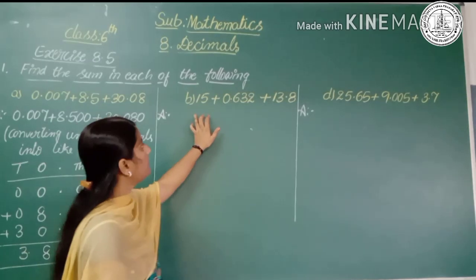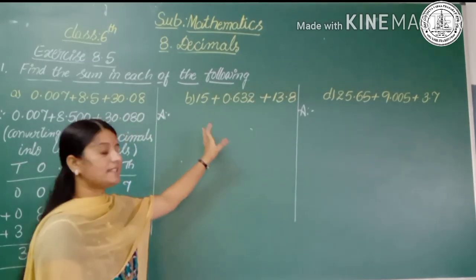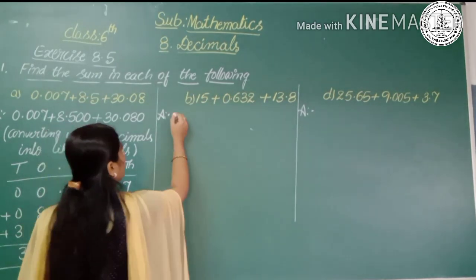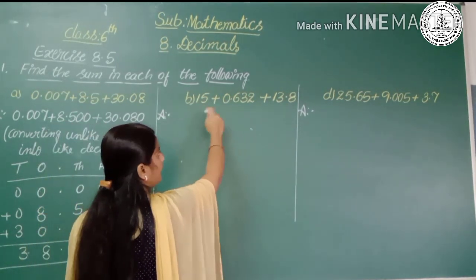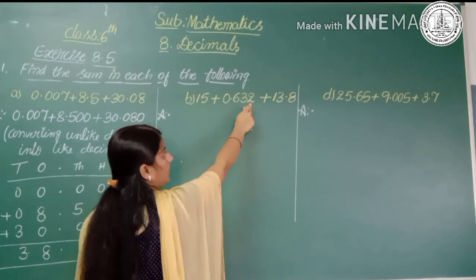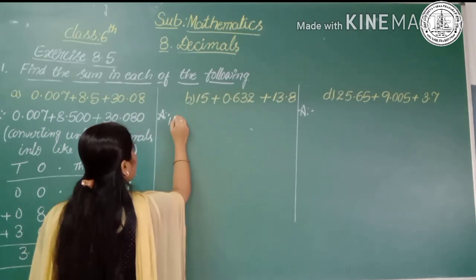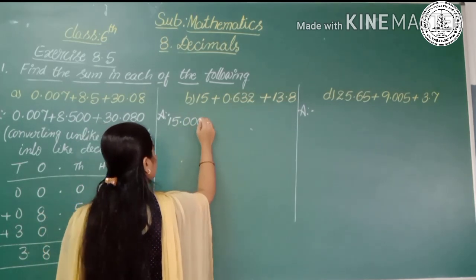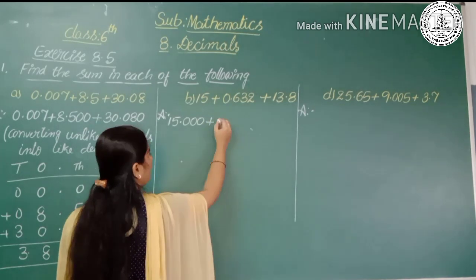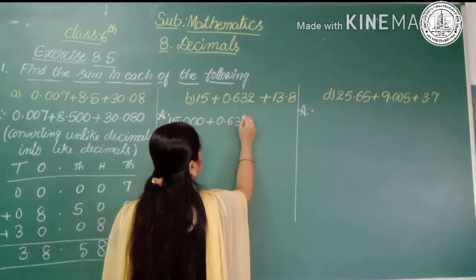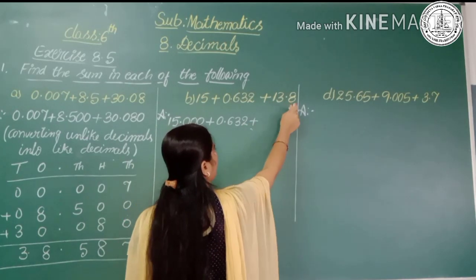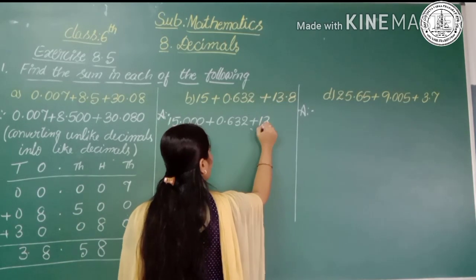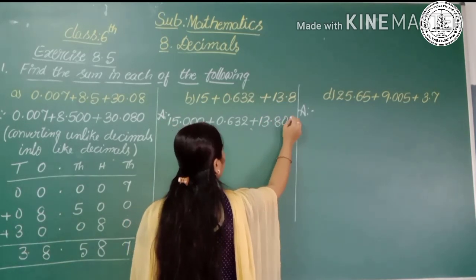Yes, observe the numbers here. Here the three numbers are unlike decimals, so we have to convert them into like decimals. Okay, yes, write down here. So here the least decimal place value is thousands. Okay, right here. So 15 is a whole number. Keep the point, and in the tens place 0, hundreds place 0, and thousands place also 0, and 0.632 plus 13.8. So here there is only a tens place, so write up to the thousands place by adding 0 in the hundreds and thousands places.